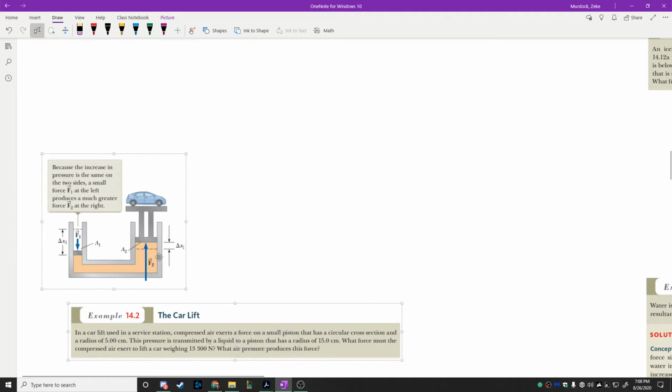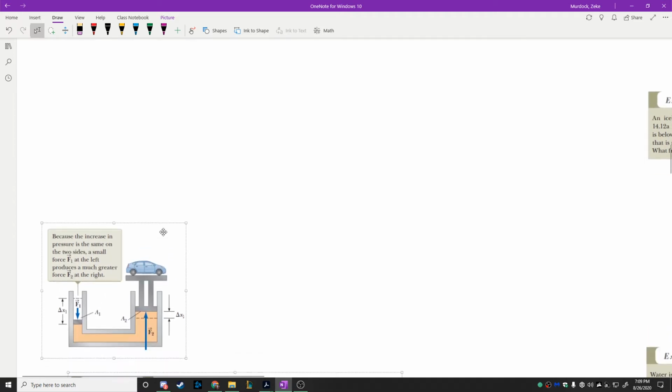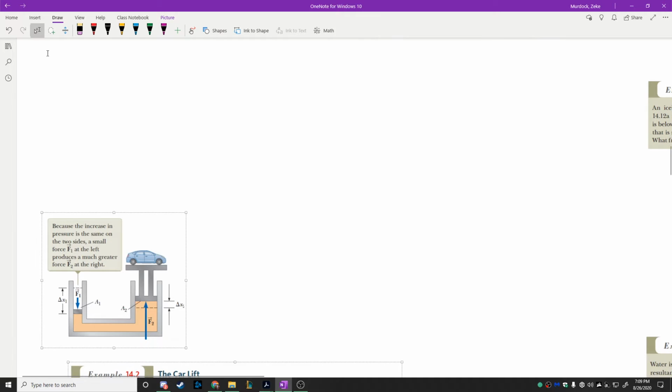A hydraulic lift, something you may have seen or used in an automobile shop getting your car worked on. So this is based on something called Pascal's Principle, and I'm going to write it out so that it's a little bit clearer than me typing, because it's kind of long-winded.